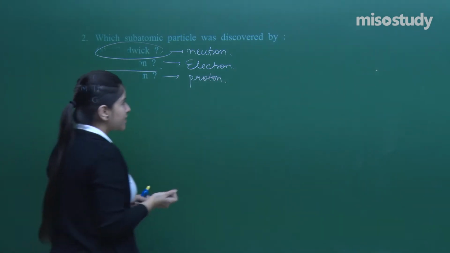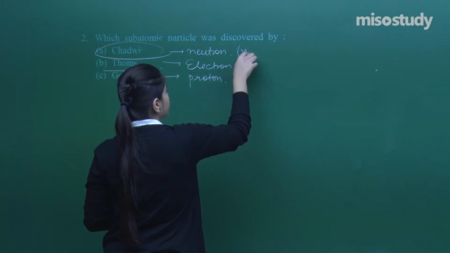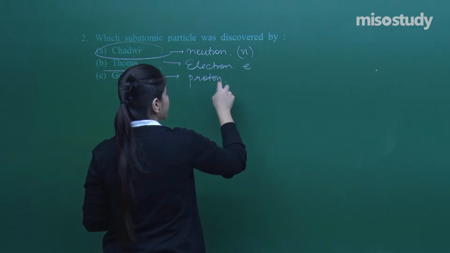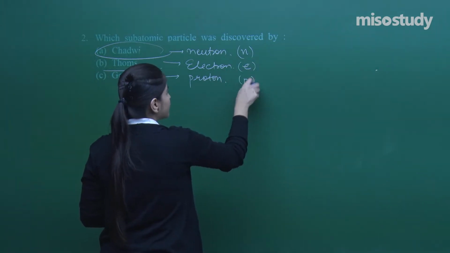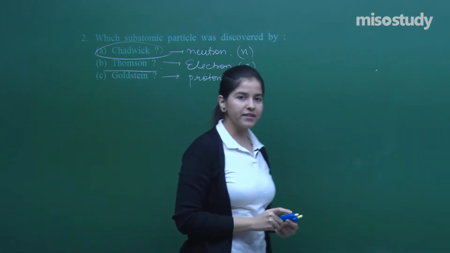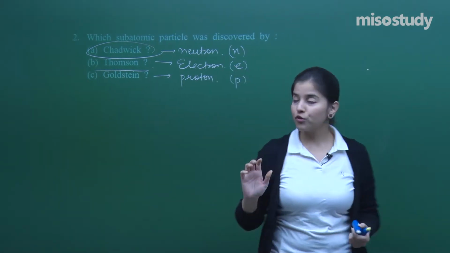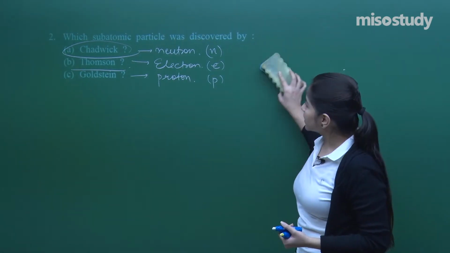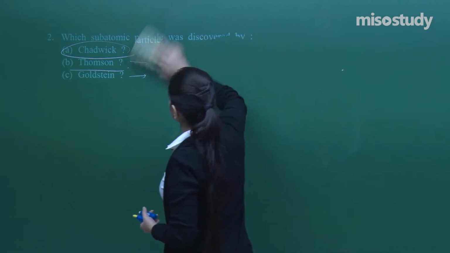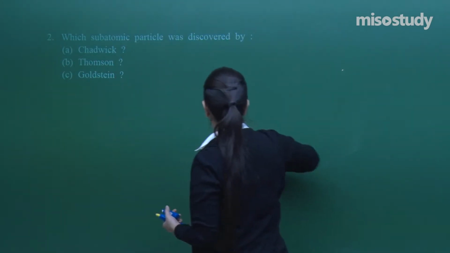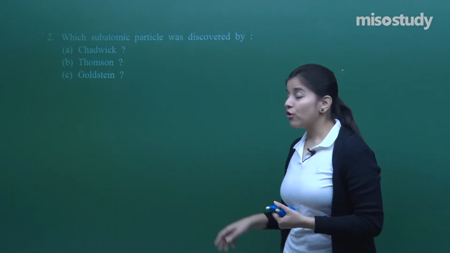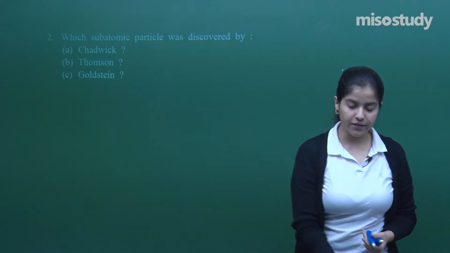And can you tell me the symbols of each one of them? N for neutron, e for electron, p for proton. So you must know the symbols for each one of them. Fine? So this was again a very easy question based on knowledge. No logic is applied over here.